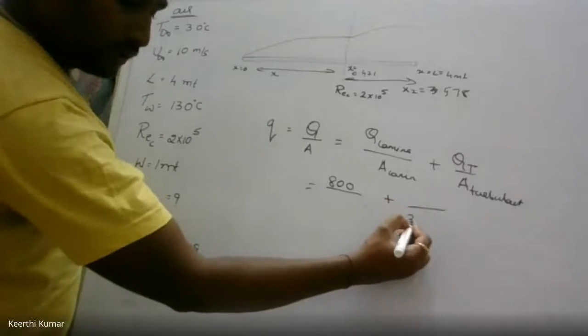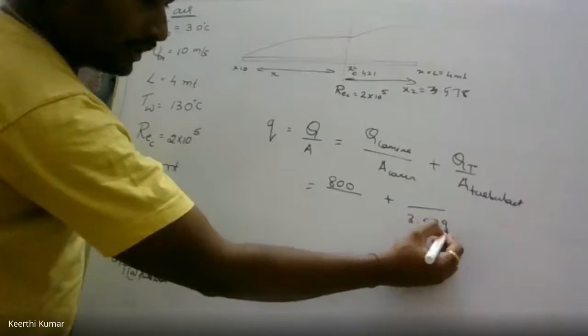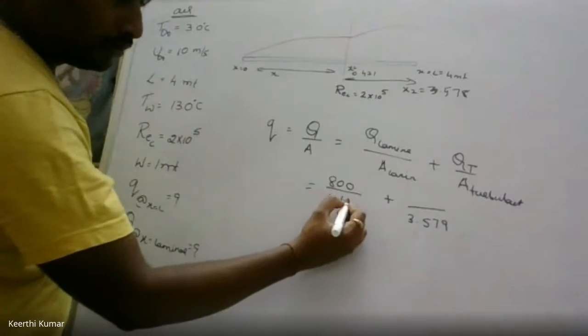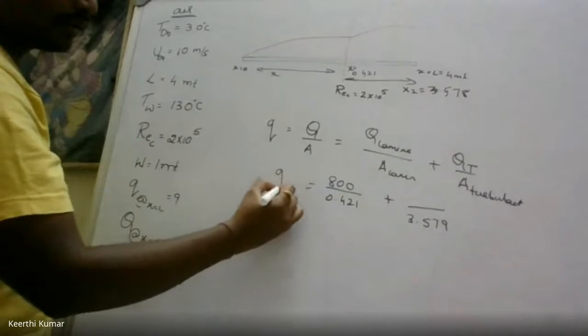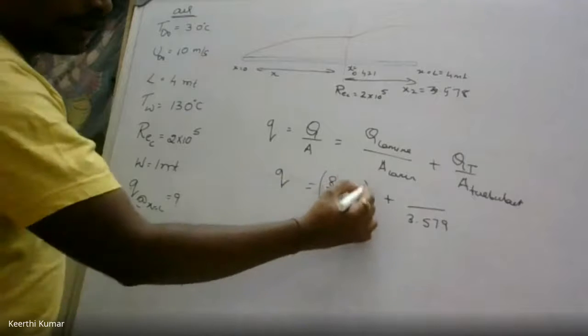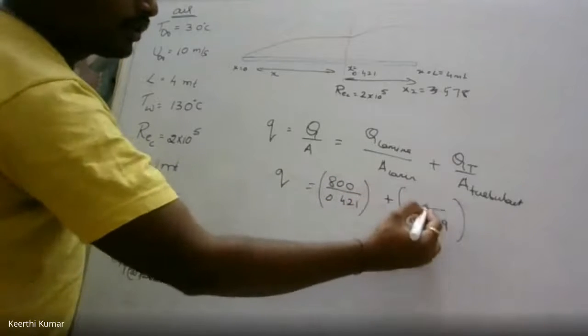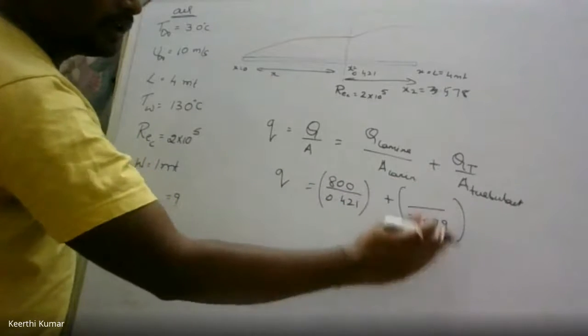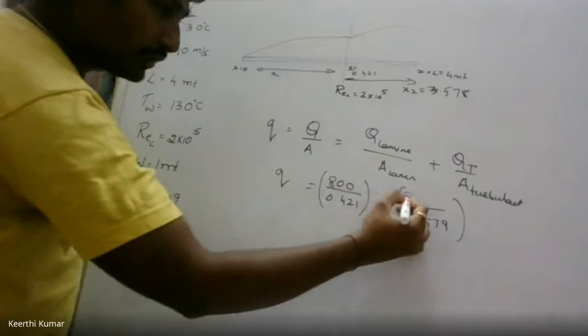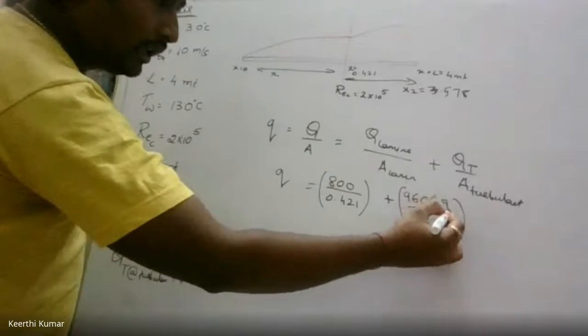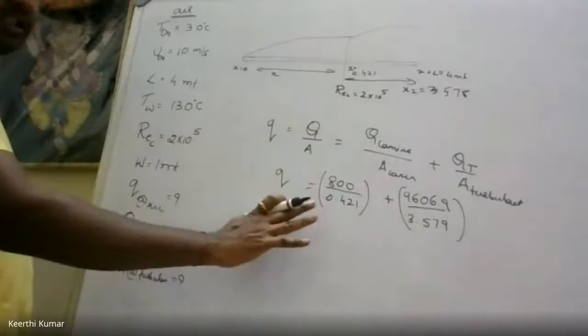I think this is 3.579. This is 0.421. Correct? Q for laminar, area for laminar. Q for turbulent, area for turbulent. Somebody can tell Q for turbulent. Just now we got 6.9. So this is the formula how to find it.